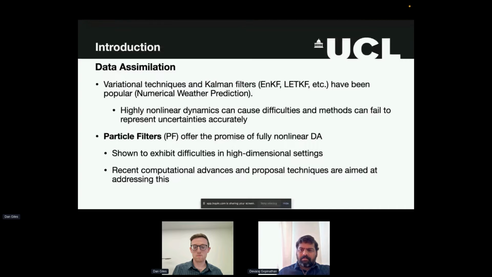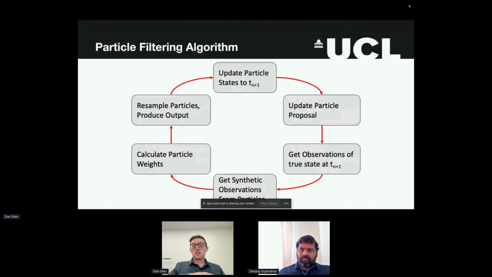Just to give you an idea, this is very much an overview of the particle filtering algorithm, not going into too much detail. I've kept this quite generic. So you'll have your particles. Again, don't get confused here. Particle is just the terminology, but you can think of a particle as an ensemble member or a sample.